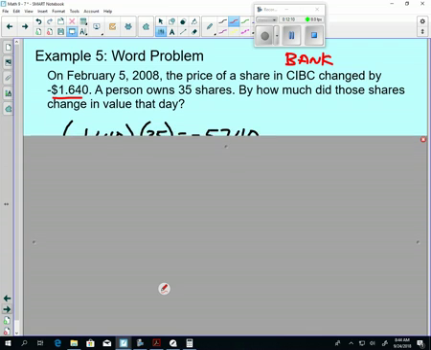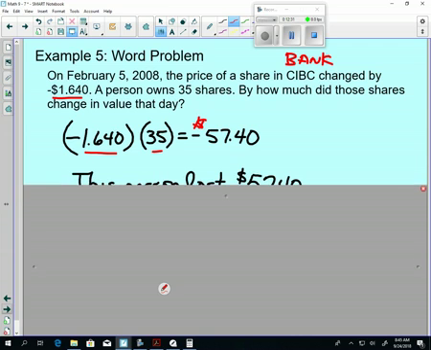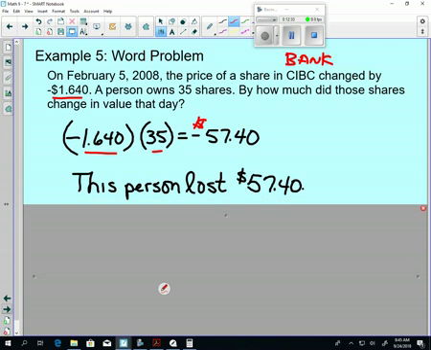Well, we have to take his change, 1.64, multiply it by the number of shares he has. So we have a negative times a positive. The answer will be negative. So that means that he lost $57.40 in that day because his shares changed by a negative. So the person lost $57.40. Okay.